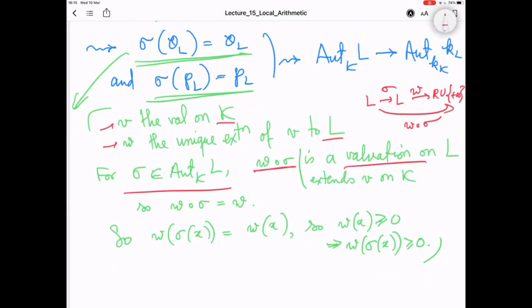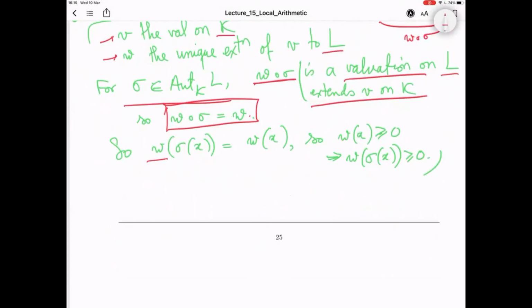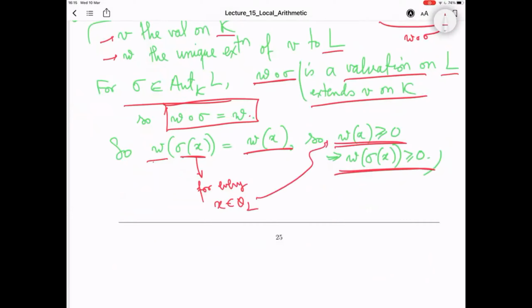One can check that this is, of course, a valuation on L extending the valuation V on K. And therefore, by the uniqueness of the extension, this has to be equal to W itself. So W of sigma X equals W of X for every X in O_L. And therefore, if X is in O_L, W of X is positive, so W of sigma X is also positive. All this is to say that sigma of O_L is contained in O_L, and similarly, sigma of P_L is contained in P_L.